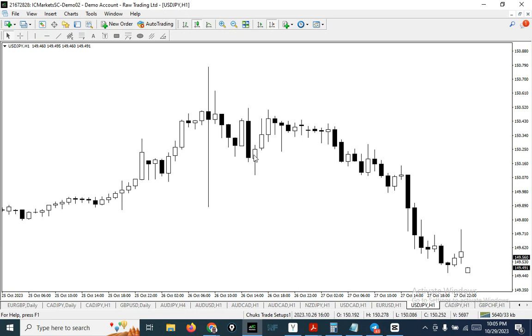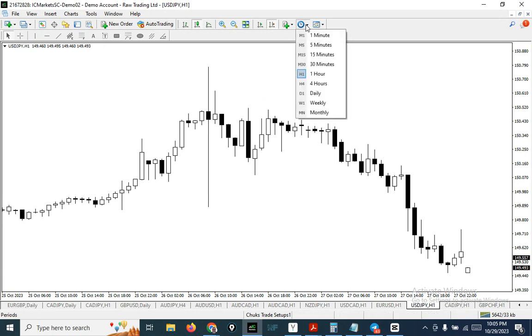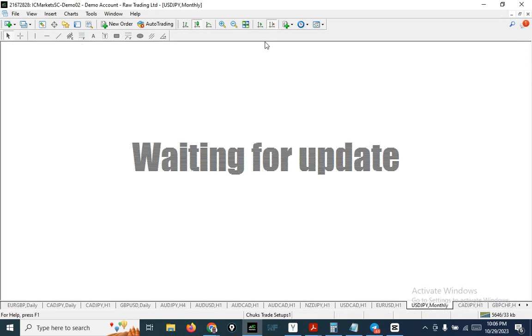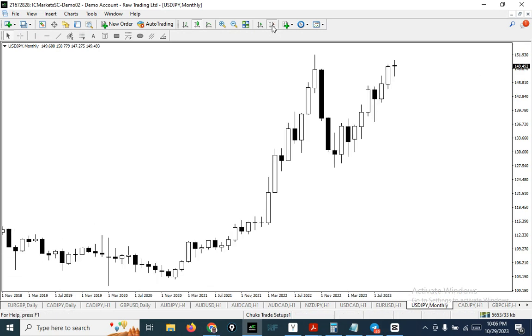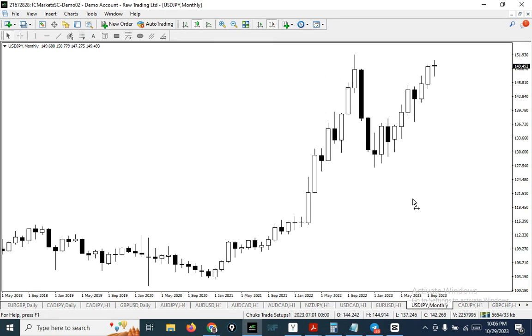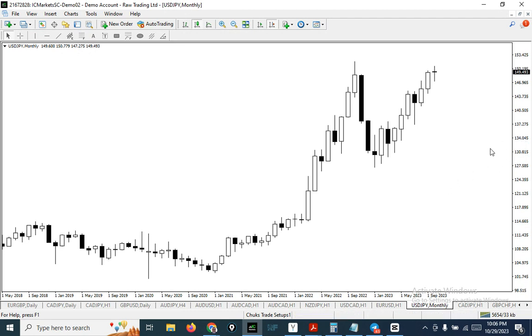Right now, we start with the top-down analysis. That's my approach. We start from a higher time frame. I usually start from the monthly time frame to look at what this currency pair is doing. It will give me a perspective, an idea of what this market is doing. You can see this market is overly bullish.